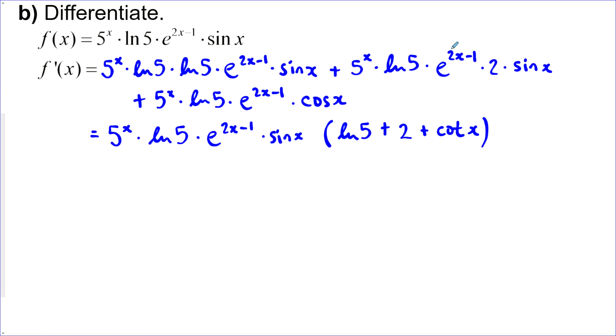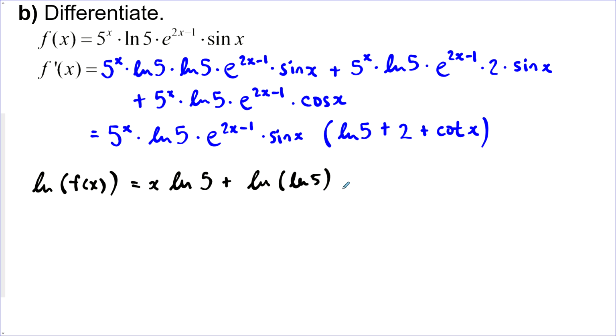Let's go back to the review question 1b and try it with logarithmic differentiation. So we'll take the natural log of both sides, and on this side I'm going to use our log laws to break it up, and also use our log laws to drop the exponent down as coefficients. So the first one would be x natural log of 5 plus the natural log of the natural log of 5 plus 2x minus 1 plus the natural log of sine x.